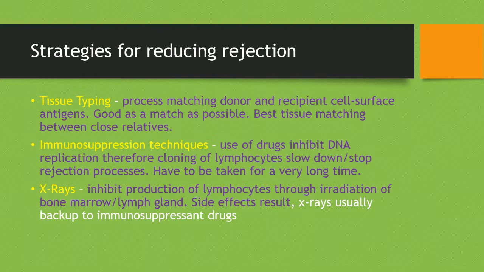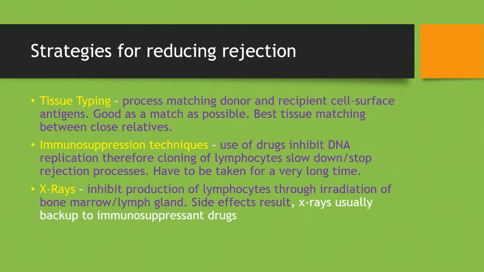So there are strategies for reducing rejection. Number one is tissue typing, which is the process of matching the donor and the recipient cell surface antigens. Try and get as good a match as possible. The best tissue matching is between close relatives. Another one is immunosuppression techniques, and this is the use of drugs to inhibit DNA replication, and therefore the cloning of lymphocytes will slow down and stop the rejection process. But these have to be taken for a very long time.